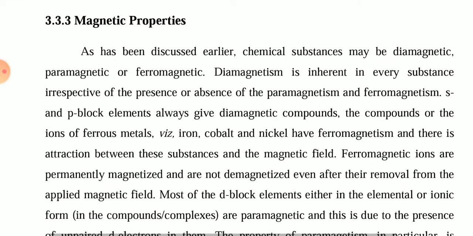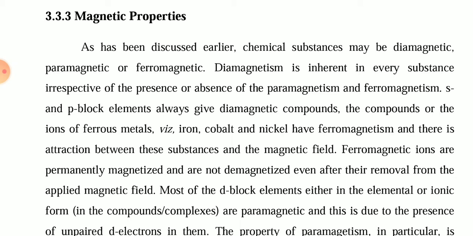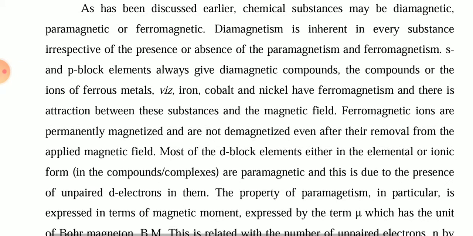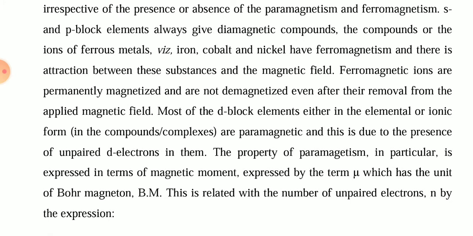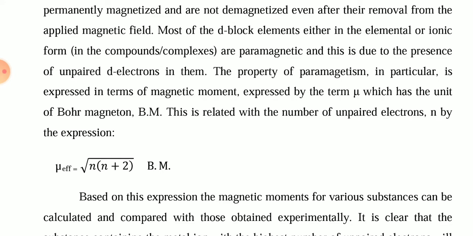Next is the magnetic property. In the third transition series, the chemical substance may be diamagnetic, paramagnetic, or ferromagnetic, as we know. In the absence of paramagnetic and ferromagnetic behavior, the substance is called diamagnetic. In the third transition series, the property of paramagnetism is particularly explained in terms of magnetic properties. The magnetic properties of the third transition series are calculated by the Bohr magneton. This is the formula for calculating the Bohr magneton, or magnetic moment.